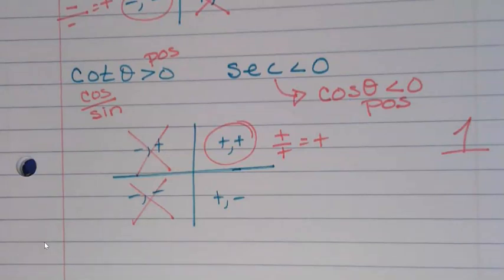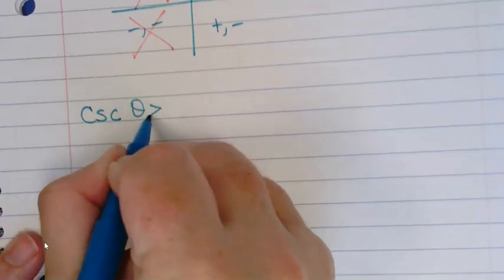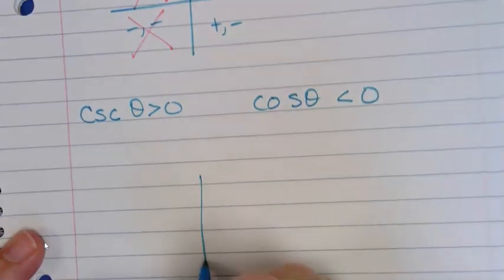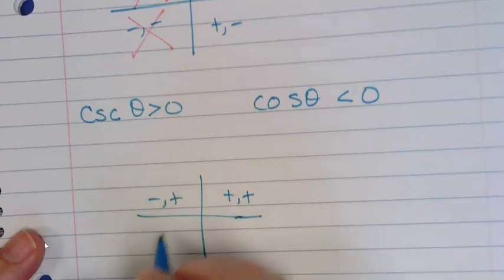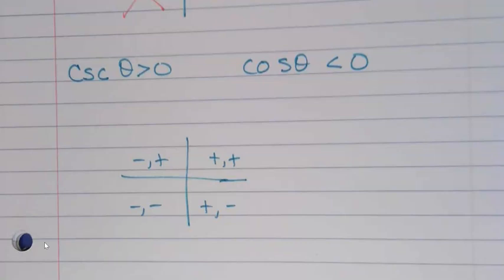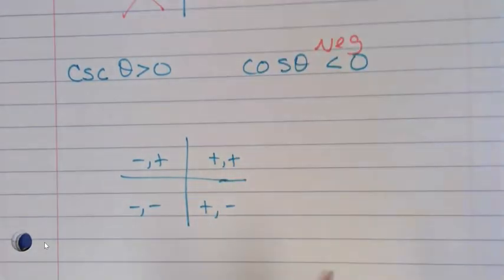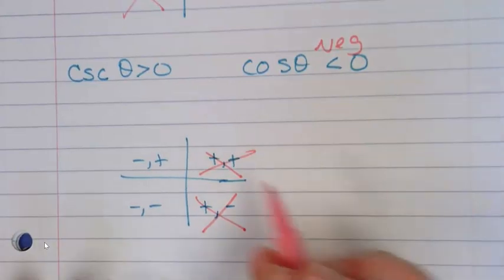Okay, last but not least, cosecant and cosine. Okay, let's deal with cosine is negative. So everyone's positive here. Cosine's negative here because it's first, negative here and not here.